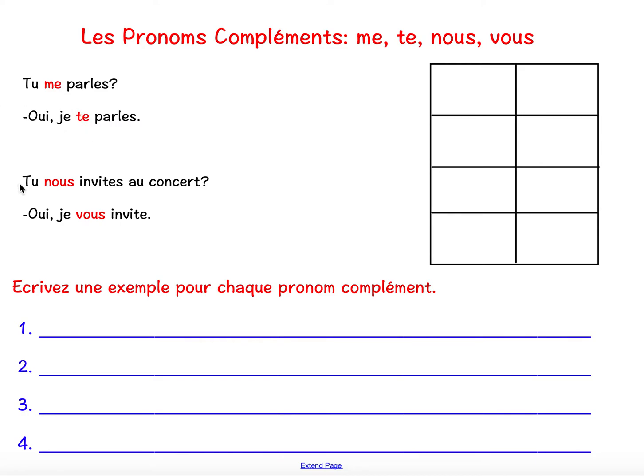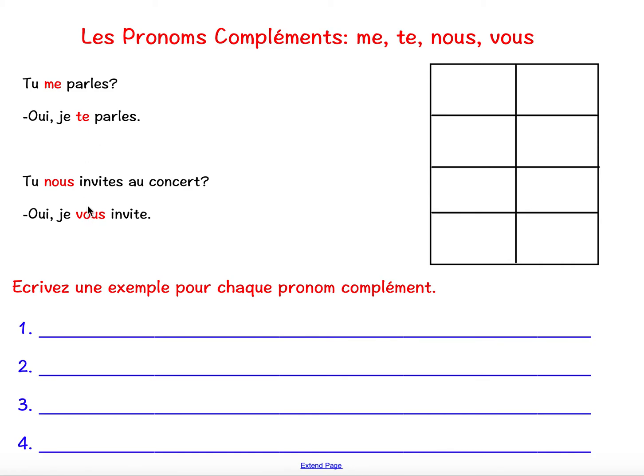Okay, look at this example. Tu nous invites au concert. If I were to cover this up, the nous, notice how tu is conjugated appropriately and invite is conjugated for the tu form. Okay, you are inviting us to the concert. Tu nous invites au concert? Oui, je vous invite. I'm inviting you all to the concert.